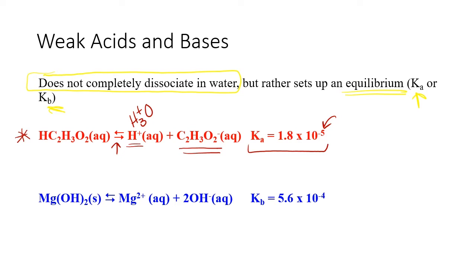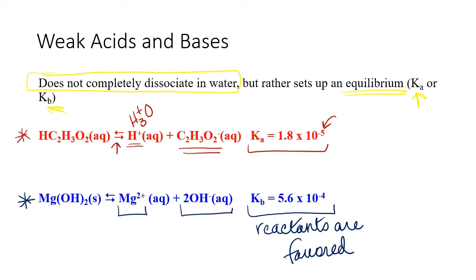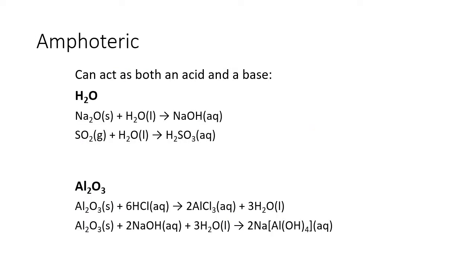Let's look down here at the magnesium hydroxide. Magnesium hydroxide sets up an equilibrium. You wind up with magnesium ions and hydroxide ions. And you've got a Kb value, which tells you that reactants are favored. And ditto up here. Before we move on to pH and pOH, I want to point out a term, amphoteric.